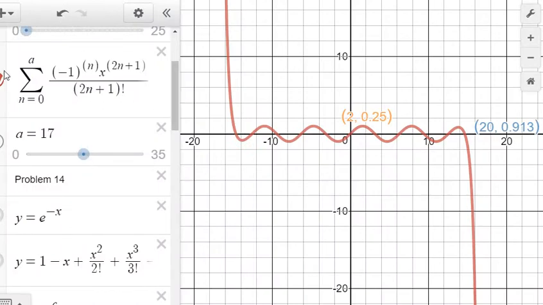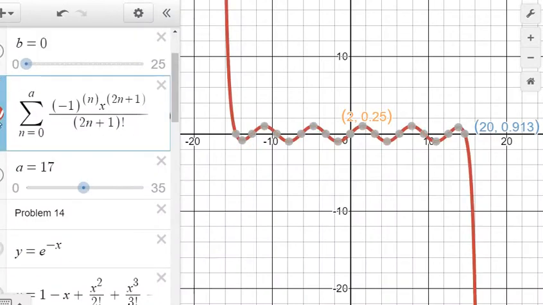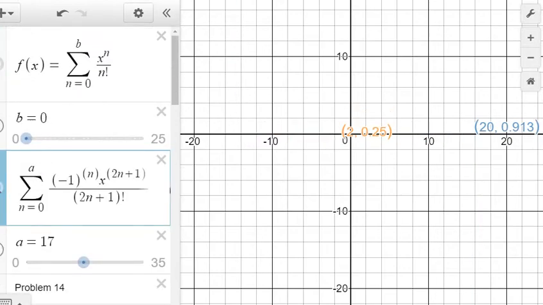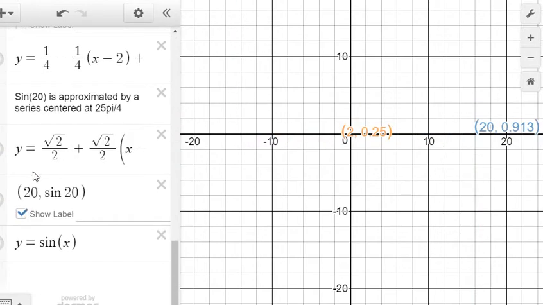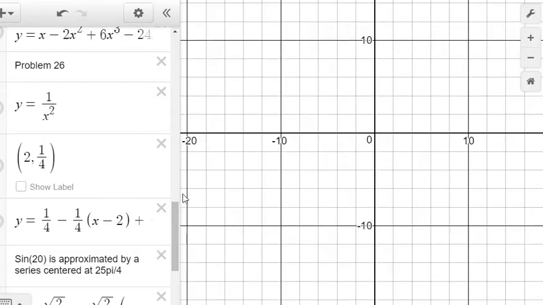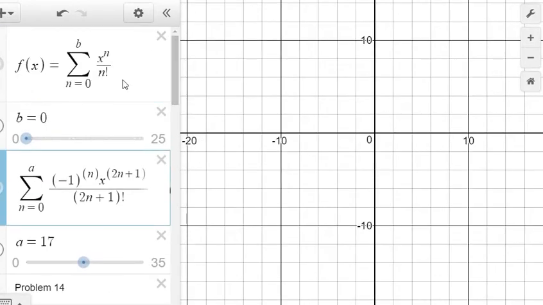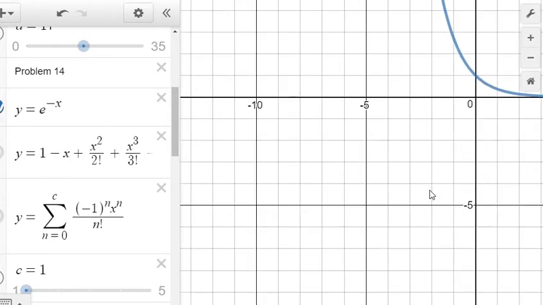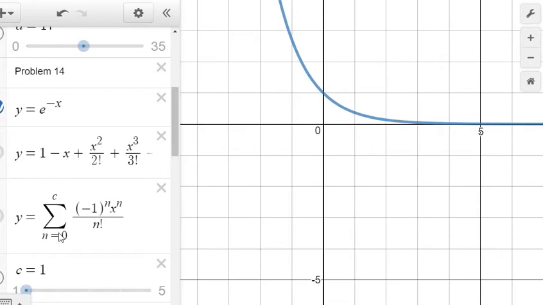So let's cancel this out and look at problem number 14. Let's see, I need to cancel out one more. Let's get rid of that. Okay. So let's go back up here, problem number 14. Here's our function. Let's see how good our series does in approximating this function.